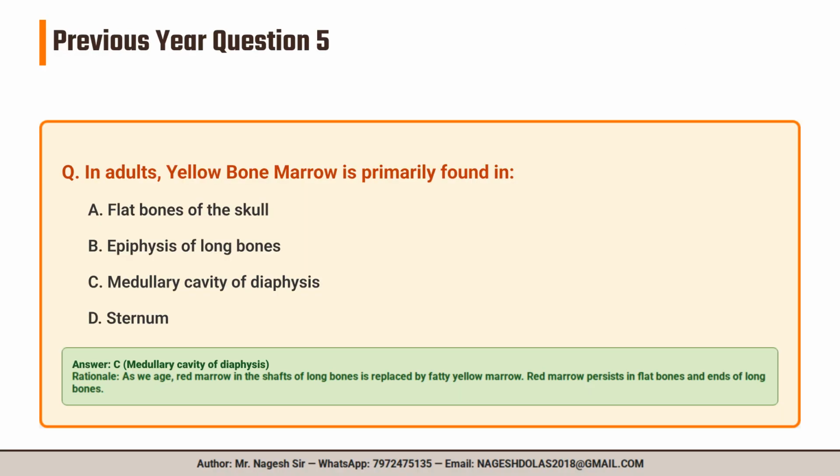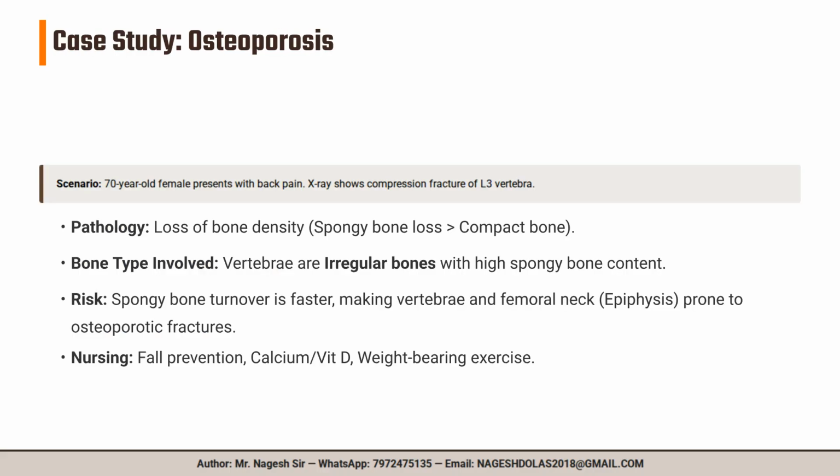Question 5 asks, in adults, yellow bone marrow is primarily found in. The answer is C, the medullary cavity of the diaphysis, as red marrow in the long bone shafts is replaced by fatty yellow marrow as we age. In osteoporosis, bone density is lost, disproportionately affecting spongy bone. Irregular bones like the vertebrae, with high spongy bone content, are vulnerable to fractures. Nursing care focuses on fall prevention and promoting calcium and vitamin D intake.